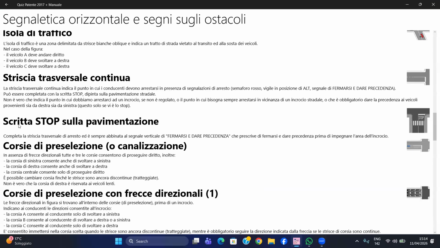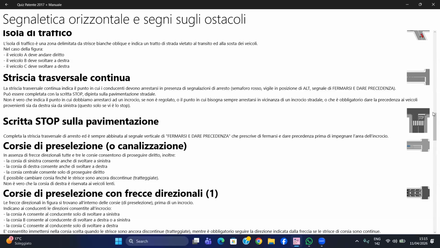Then the next one, look at the next one. Crystal stop sulla pavimentazione. Crystal, where the road stop on the ground or the floor. Okay, what does it say? They said, completa la scritta attraversabile di arresto ed è sempre abbinato a segnale verticale di fermarsi e dare precedenza, che prescrive di fermarsi e dare precedenza prima di impegnare area di incrocio.